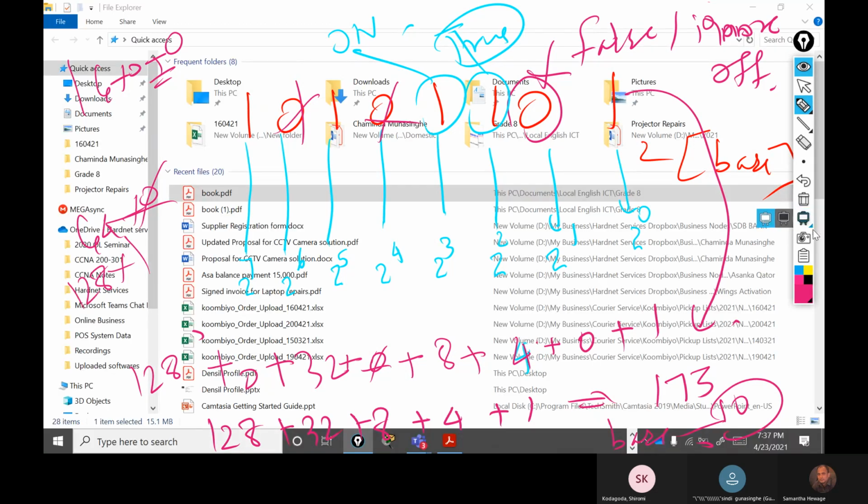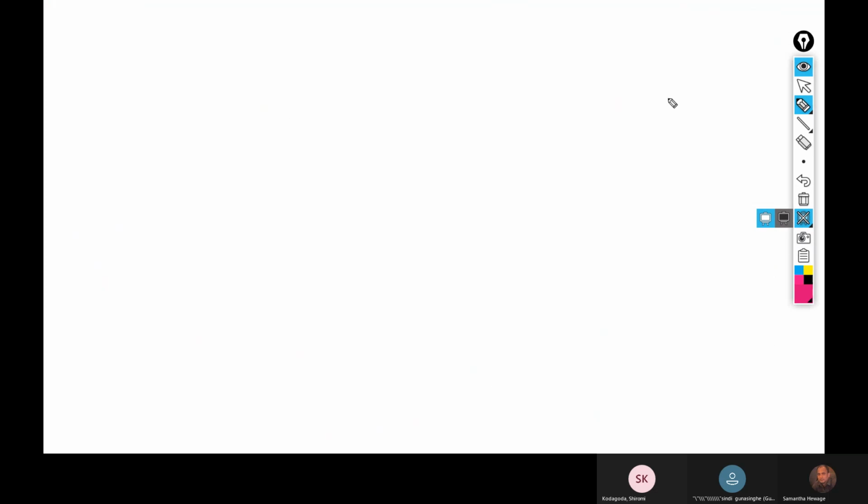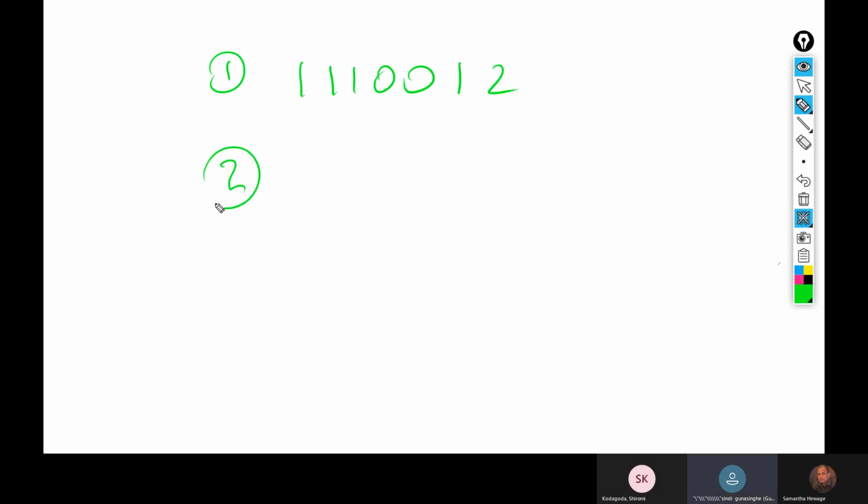Okay. Now, can you do these numbers? I want you to do them now and give me the answer. I give only two. Binary to decimal, whatever we have done just now. We have to convert binary to decimal. Which conversion did we do just now? Binary to decimal. Yes, same thing.